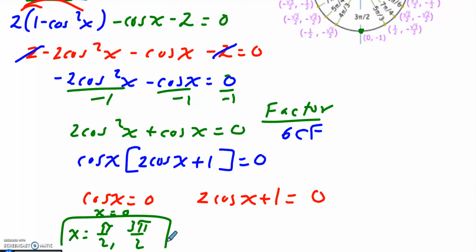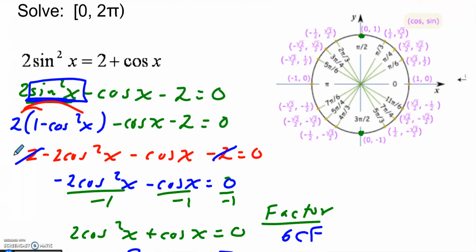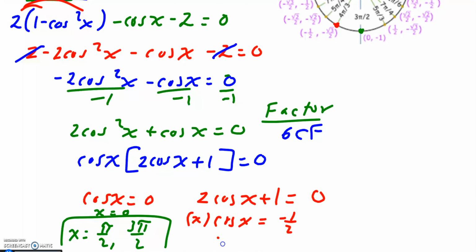So that's done. This second equation, if I solve that, if I subtract the 1 over and then divide by 2, I get that cosine of x equals negative 1/2. So where on the unit circle does the x value equal negative 1/2? Well, let's see. X is negative 1/2 here, and x is negative 1/2 here, at 2 pi over 3 and 4 pi over 3. So my other two answers are 2 pi over 3 and 4 pi over 3.